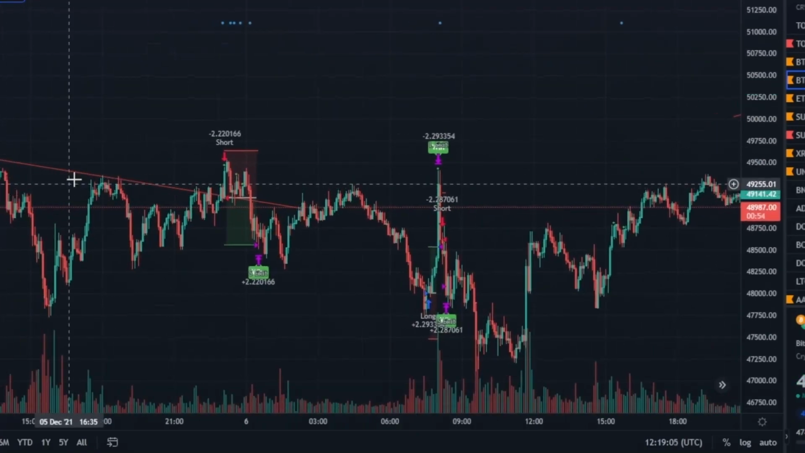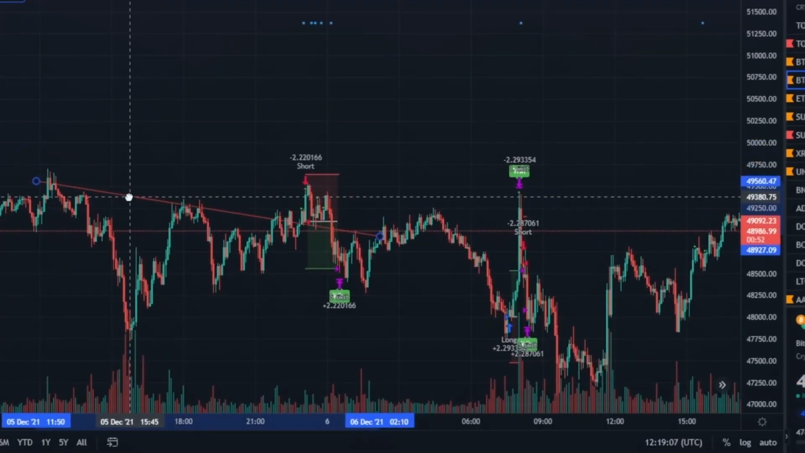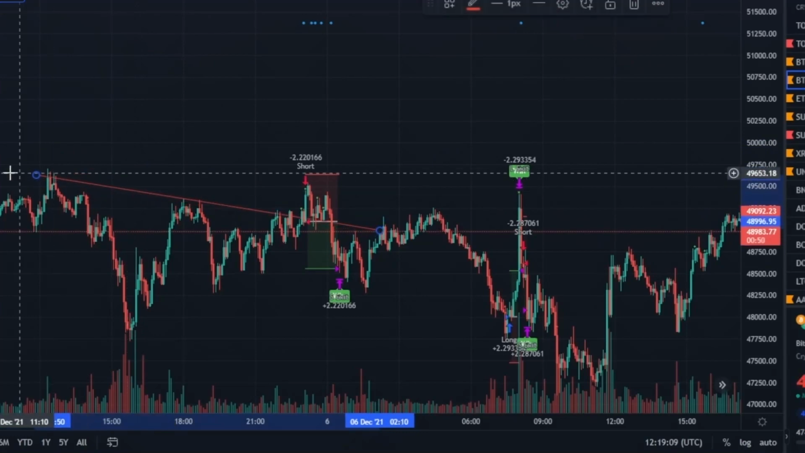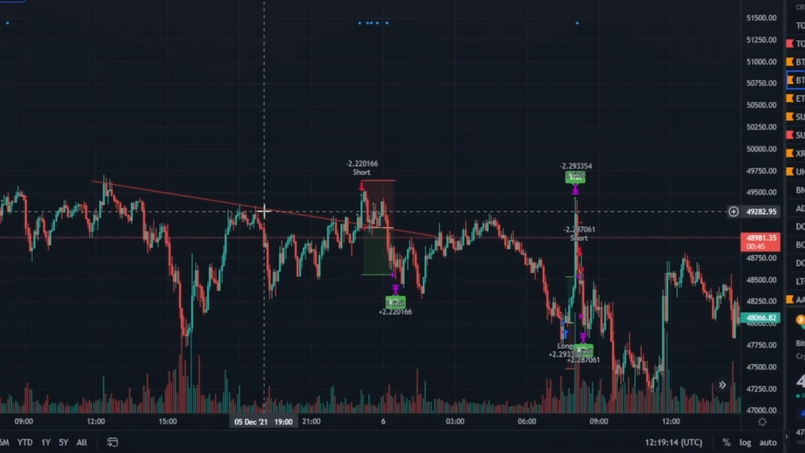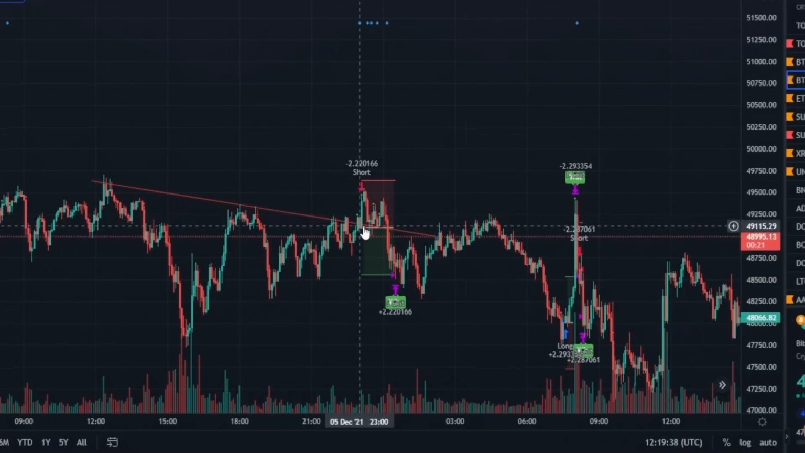Same for this red line. I've actually just drawn this in just to show you where it would have been. So we have here a pattern that's come all the way back from over here, and you can see the red line and broken in and out of that red line just here.